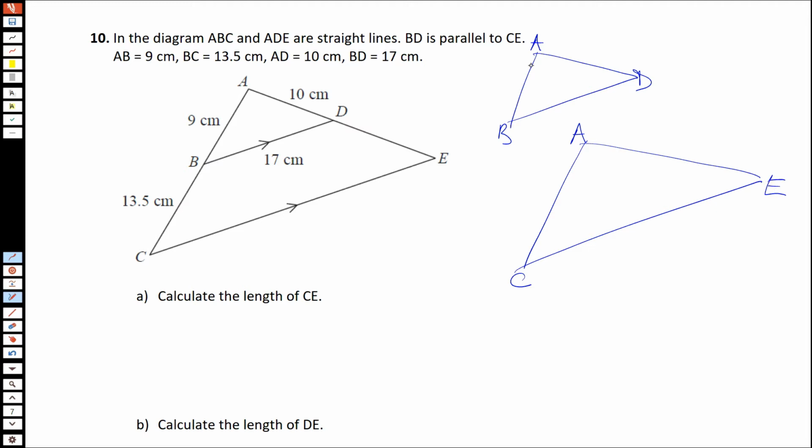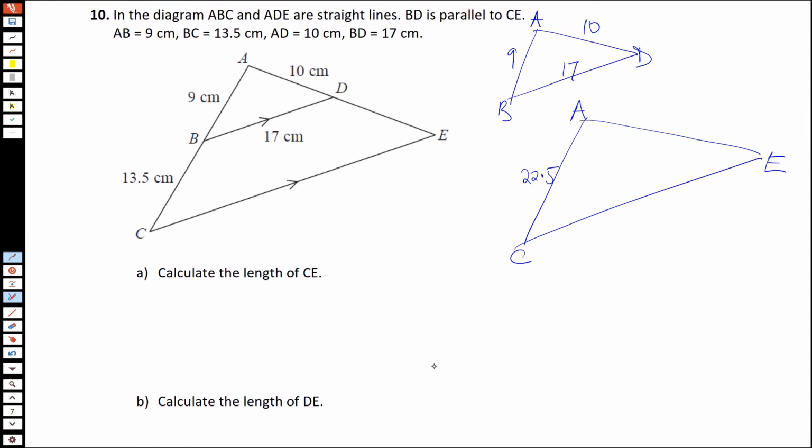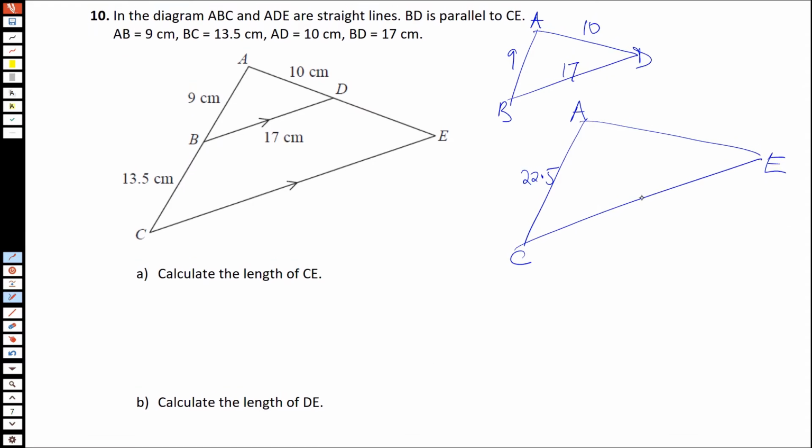And we have some lengths here. We have 9 and 10, and here we have 22.5, and that's about it. And here we have 17. So calculate the length of CE. So let that be X.